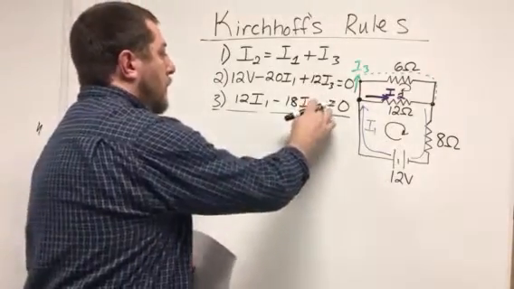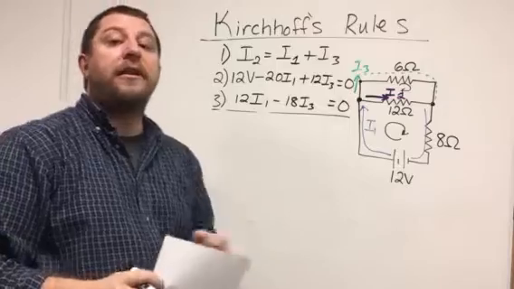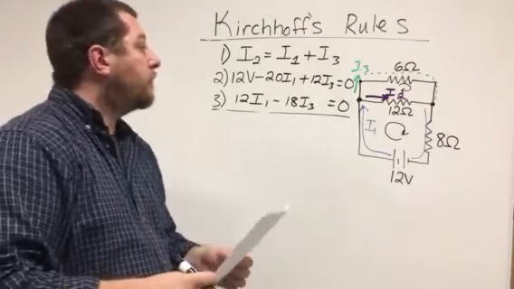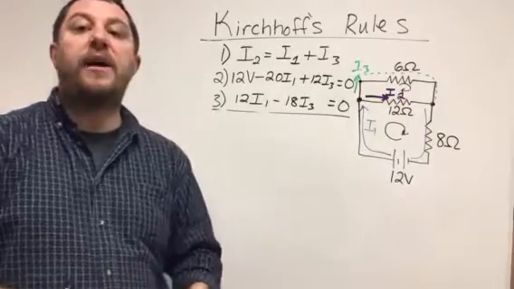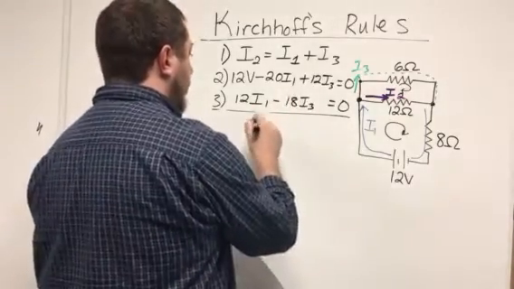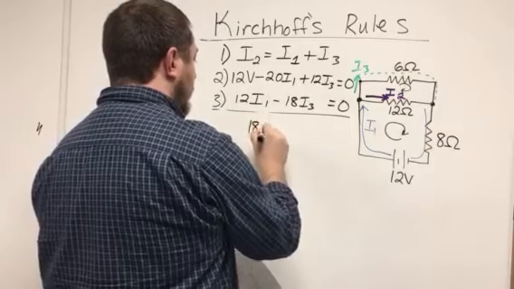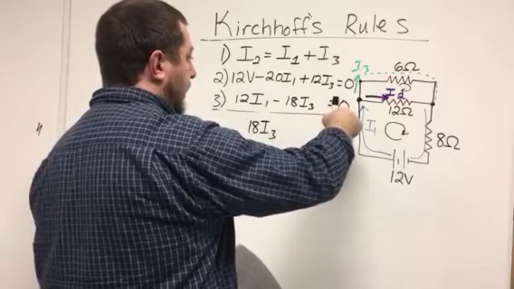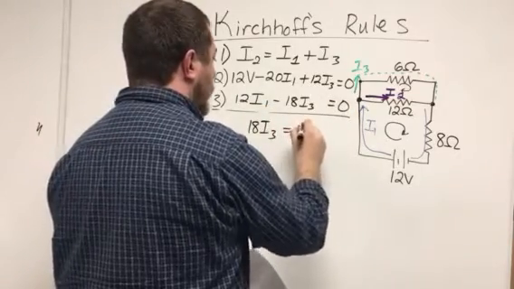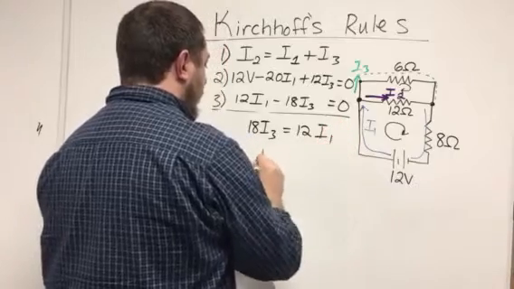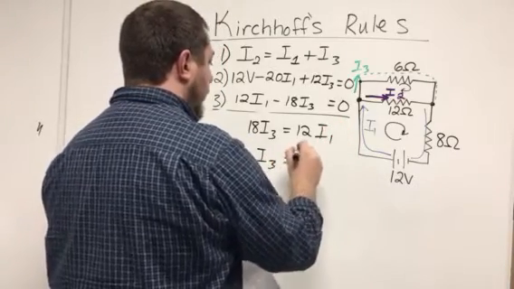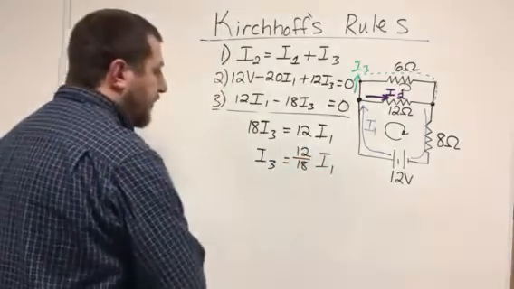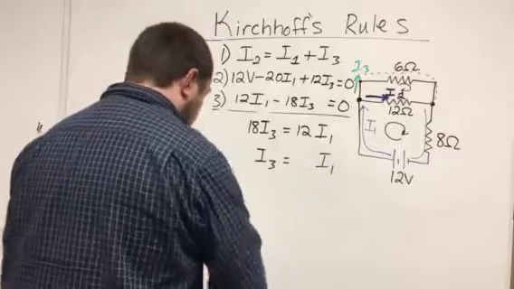So it doesn't matter at this point which variable we want to solve for. Why don't we go ahead and solve for I3 in this equation here? So if I take 18I3, I'm adding 18I3 to this side, so it's going to be positive, and that's going to equal 12I1. Then I3 is going to equal 12/18 of I1, and 12/18 is the same thing as 2/3.